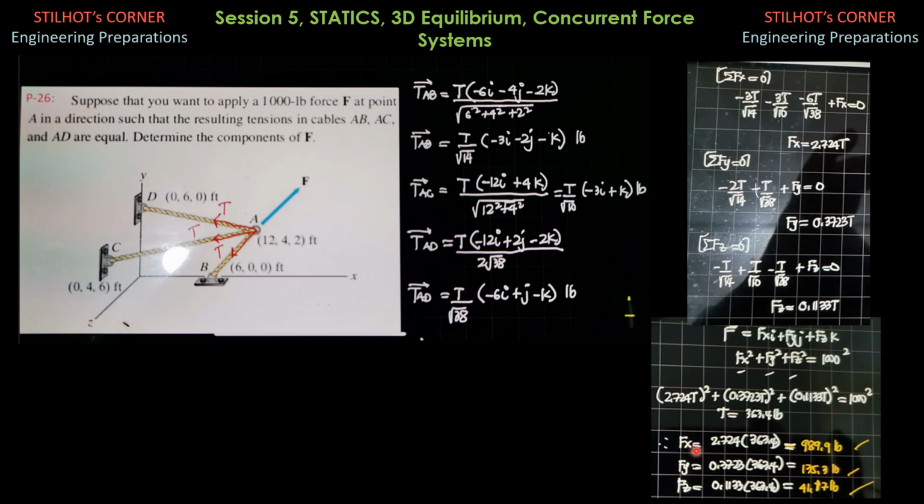Then summation forces x equals 0. Our components would now be Fx, this is 2.724 of t, and t is 363.4, so 989.9 pounds. Fy is 0.3723 of 363.4, 135.3 pounds. And Fz, the z component of F, 0.1133 of 363.4, 41.17 pounds. So that's it for this problem.